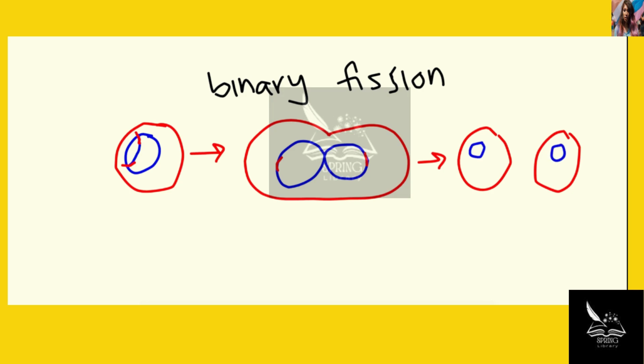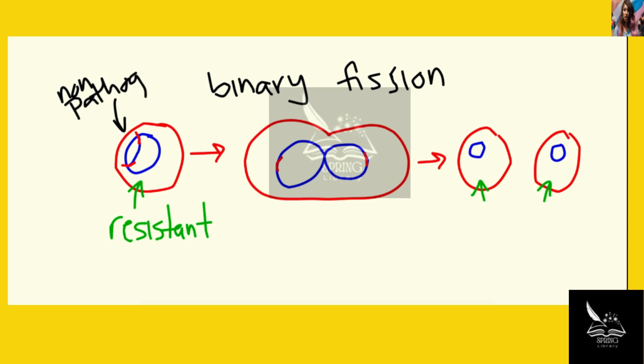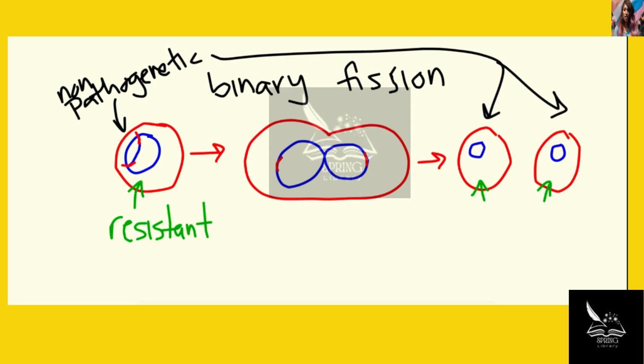So the idea here is that if this initial cell is resistant, well, probably both its daughter cells are resistant, but these daughter cells are non-pathogenic because they are identical to the first one. If this one is not a pathogen, so this one's non-pathogenic, then so are these other two, okay? And so the false statement then is going to be choice D.